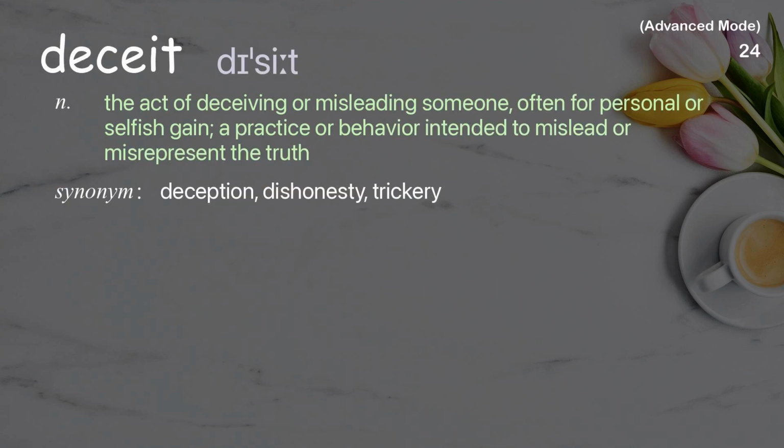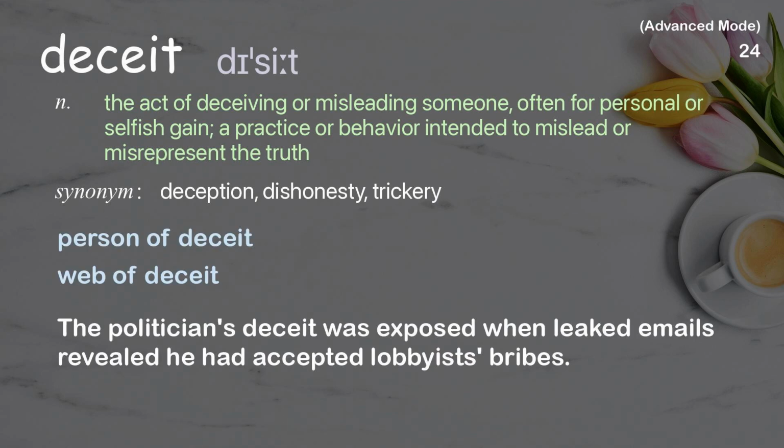Deceit. The act of deceiving or misleading someone, often for personal or selfish gain, a practice or behavior intended to mislead or misrepresent the truth. Examples: person of deceit, web of deceit. The politician's deceit was exposed when leaked emails revealed he had accepted lobbyists' bribes.